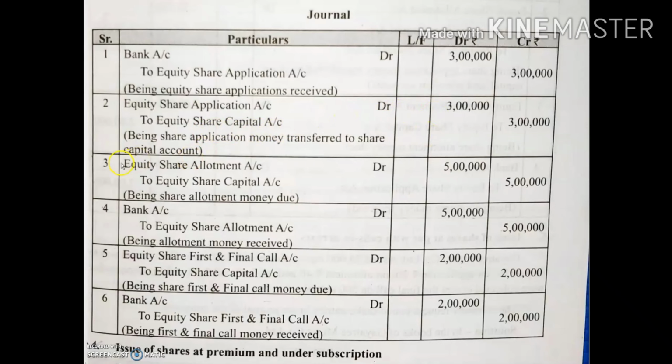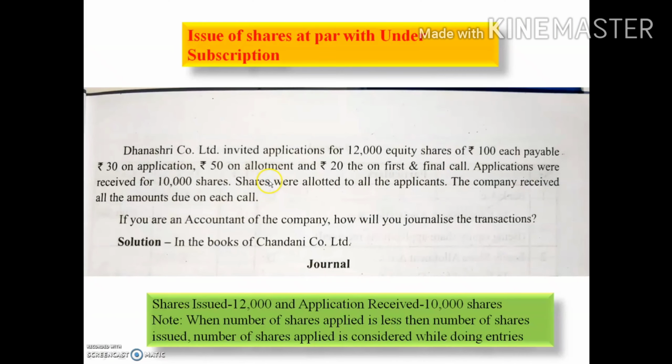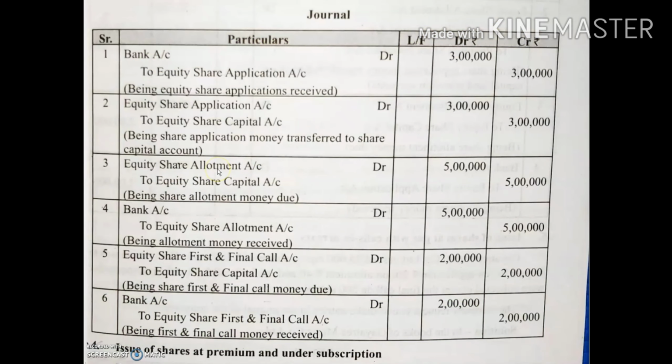The next, under allotment, the first one is the transferring entry, that is equity share allotment account debit to equity share capital account. The amount here is 5 lakh. So see the amount, 10,000 into allotment rupees 50. Make the multiplication, 10,000 into 50, that is 5 lakh. And the same under received, that is bank account debit to equity share allotment account, the same amount will be received here, that is 5 lakh.